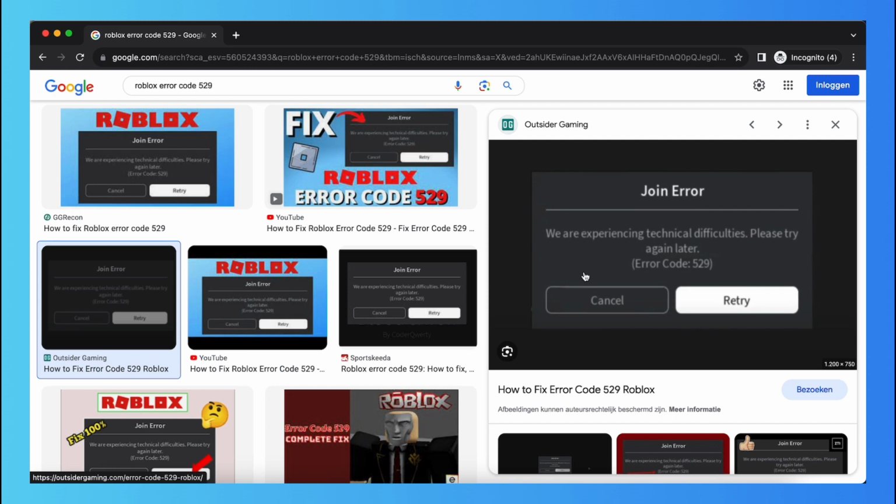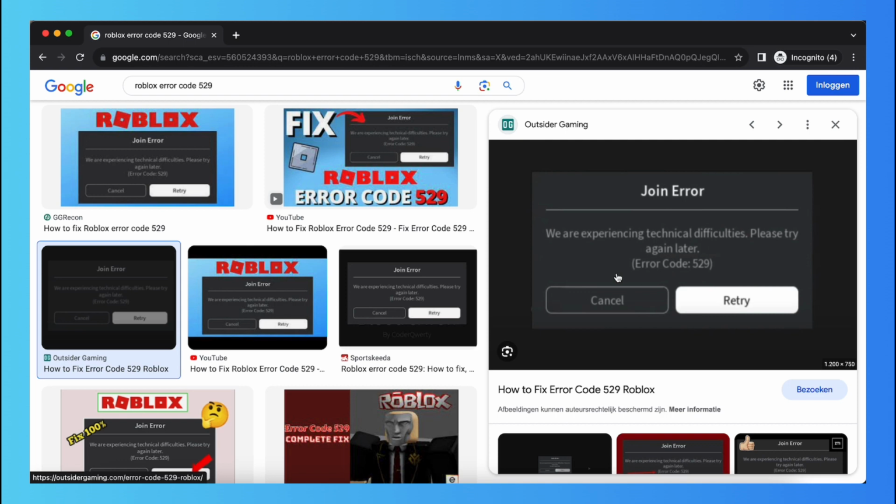So basically that means that they are having, as they say, technical difficulties. So Roblox or the game that you try to join has technical difficulties. So basically what that means is that you cannot join that game or any game on Roblox because they have difficulties in their technology. They are having problems that they cannot solve, or currently they are working on it, but you cannot join the game at this moment.